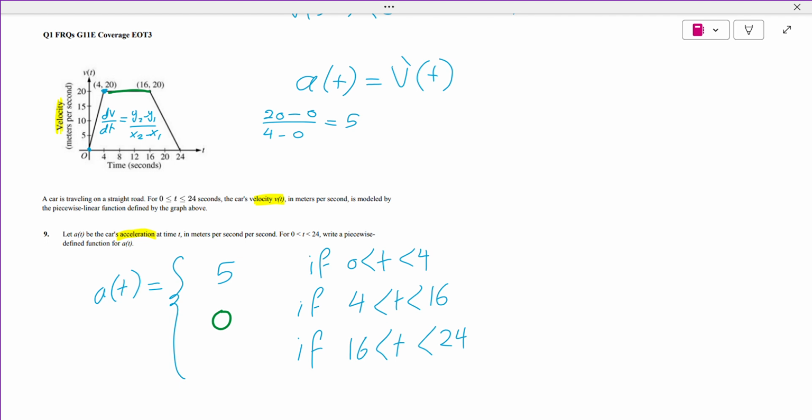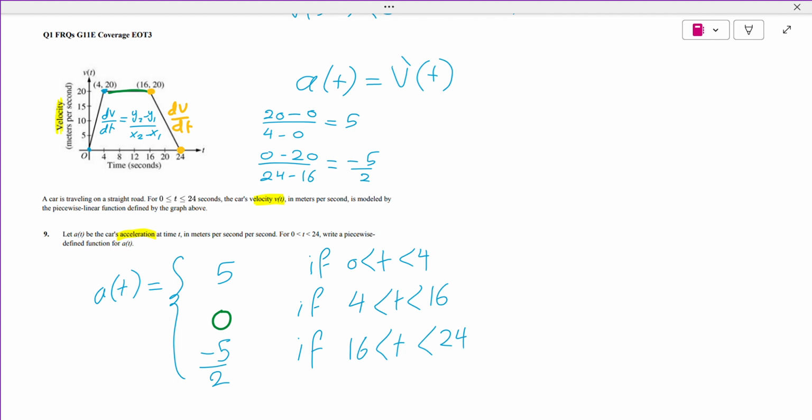Okay, and for the last one, it will be again dv over dt, but now between this point and this point, which will be 0 minus 20 over 24 minus 16, which is minus 5 over 2, minus 5 over 2. So this is the acceleration function.